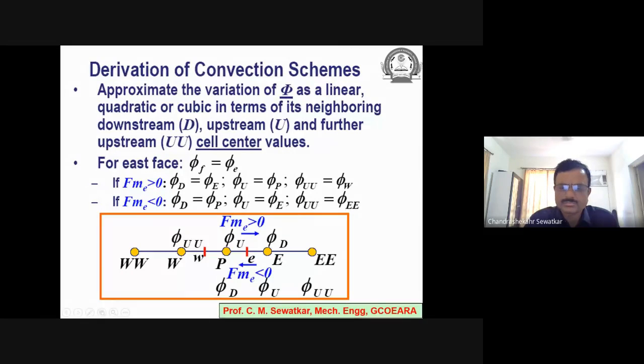Similarly, when my flow is occurring in the negative x direction, I'm still trying to find the value of the variable on the east face, then phi p will be equal to phi d. Phi capital E will be phi u, and phi capital EE will be phi uu. The same expressions are written here. I hope you understand that. So we have simply changed the nomenclature from phi p, phi e, phi w to phi d, phi u, phi uu, and so on and so forth.